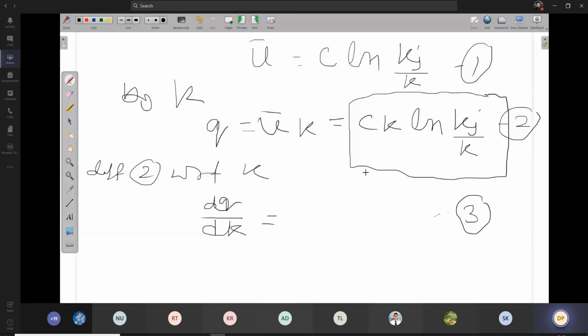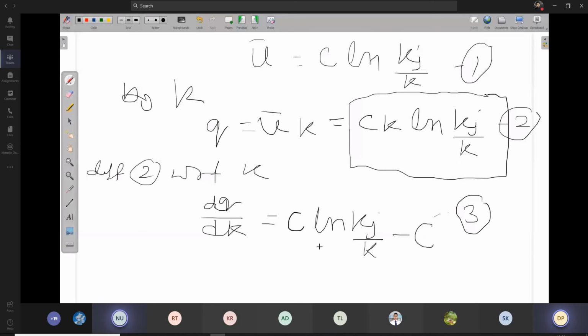Sir, C ln kj by k minus c. What is that? C ln kj by k minus c. How? Can you just explain to me how you have done this derivation, differentiation?